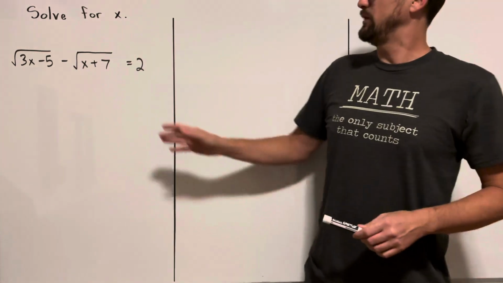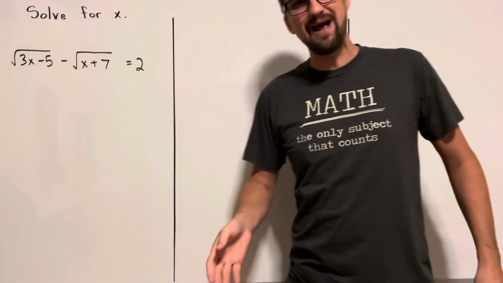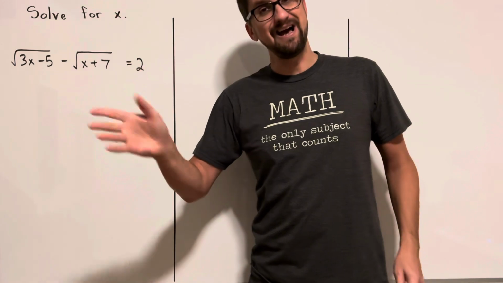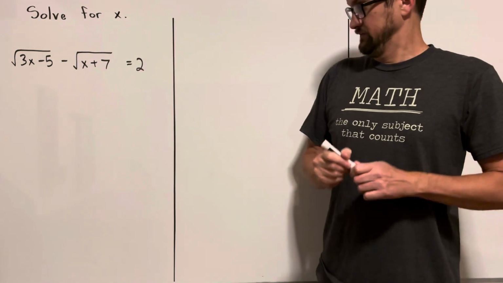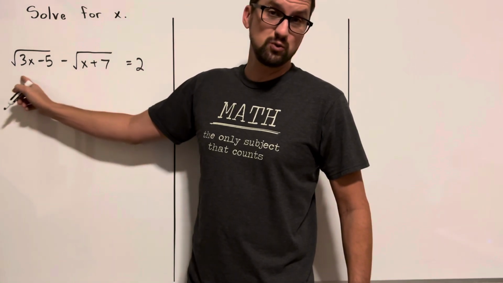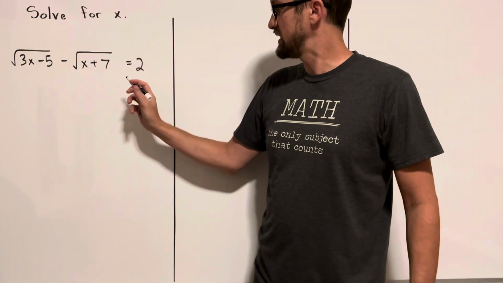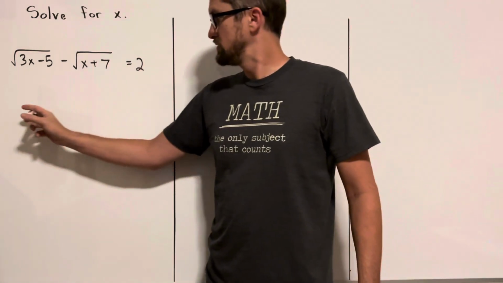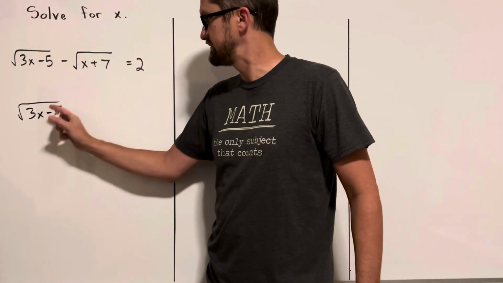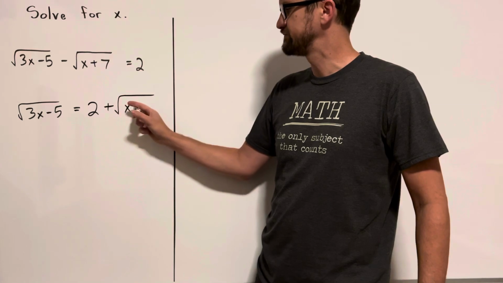true. Now, when you deal with radical equations, the first thing you want to do is isolate the radical. But when you have two, you need to choose one and isolate that one first. So we're going to isolate the square root of 3x minus 5 by adding this on both sides. So if we add that on both sides, we'll end up with square root of 3x minus 5 equals 2 plus square root of x plus 7.